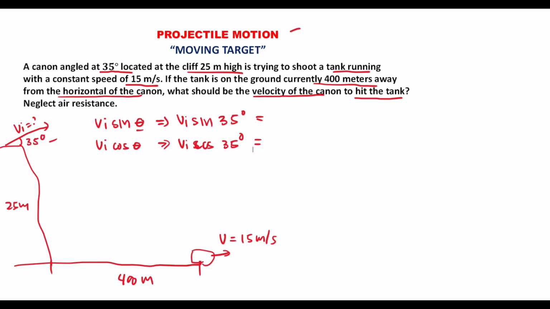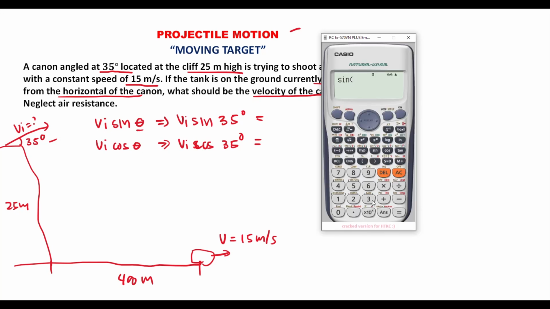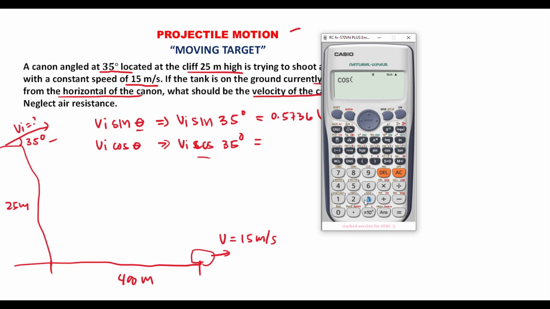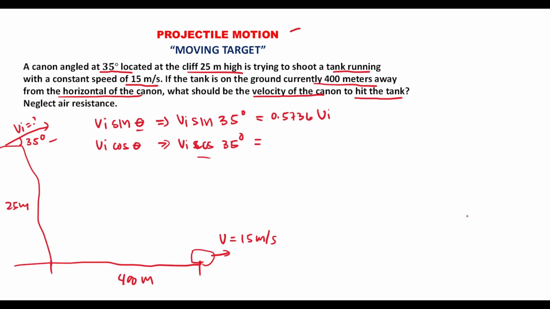So sine 35 is 0.5736. So this is 0.5736 times the initial velocity. And for this, cosine 35 is 0.8192. So this is 0.8192 times the initial velocity.